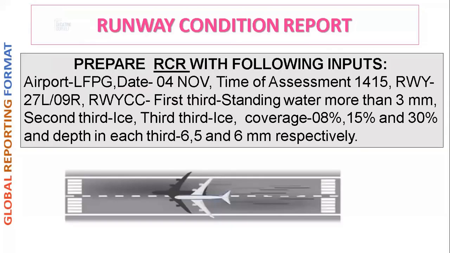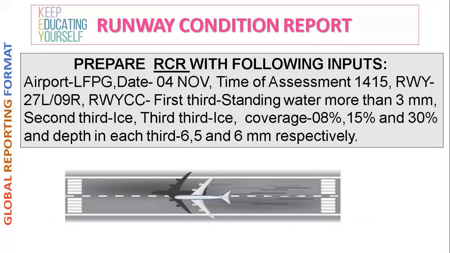Now we will see how to prepare a runway condition report. So here I have taken one example. It is simulated for us. Airport is Paris, date of observation 4th November, time of assessment is 1415 UTC. Runway we have given 27 left or 09 right. At the time only one runway is operational. For understanding purposes we have done this.